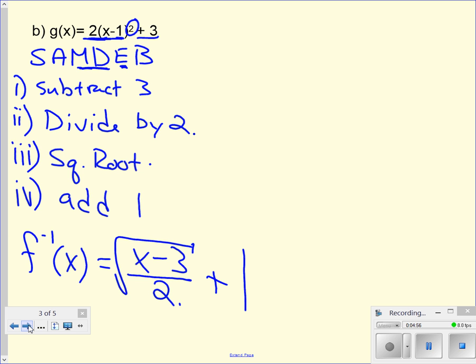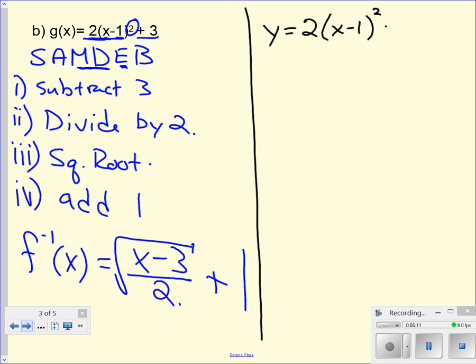Now, for completeness, let's try it with the switching of the x and y variables. I first have to put it into terms of y and x. So I have y equals 2 times (x minus 1) squared plus 3. Switch the x and y, so x is equal to 2 times (y minus 1) squared plus 3. Oh, sorry, that's y.